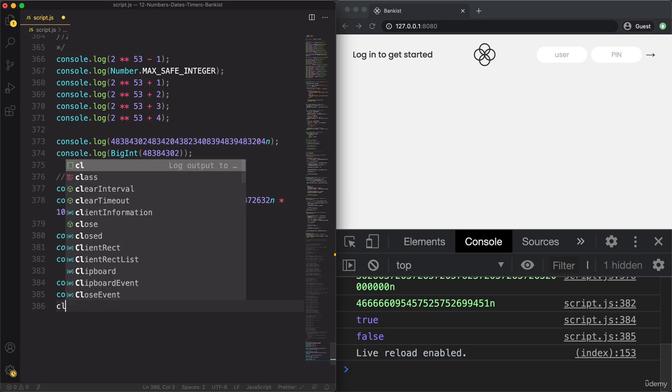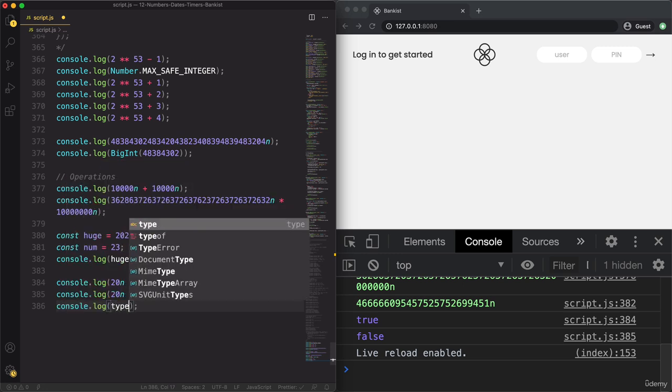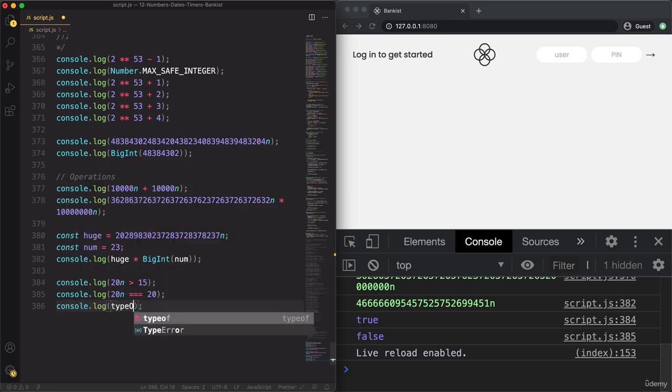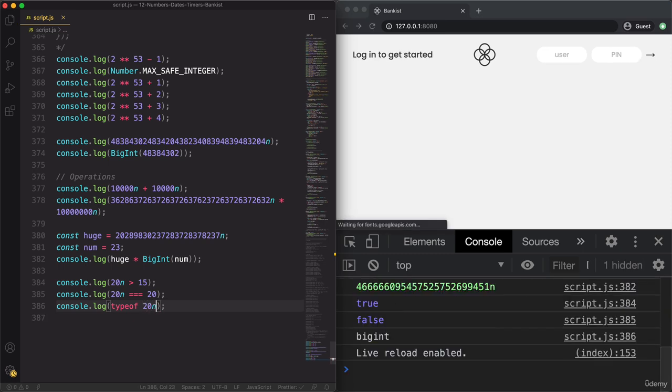In fact, we can check that, or at least I think we can. I never did this actually. But yeah, indeed, the type of this is a BigInt.